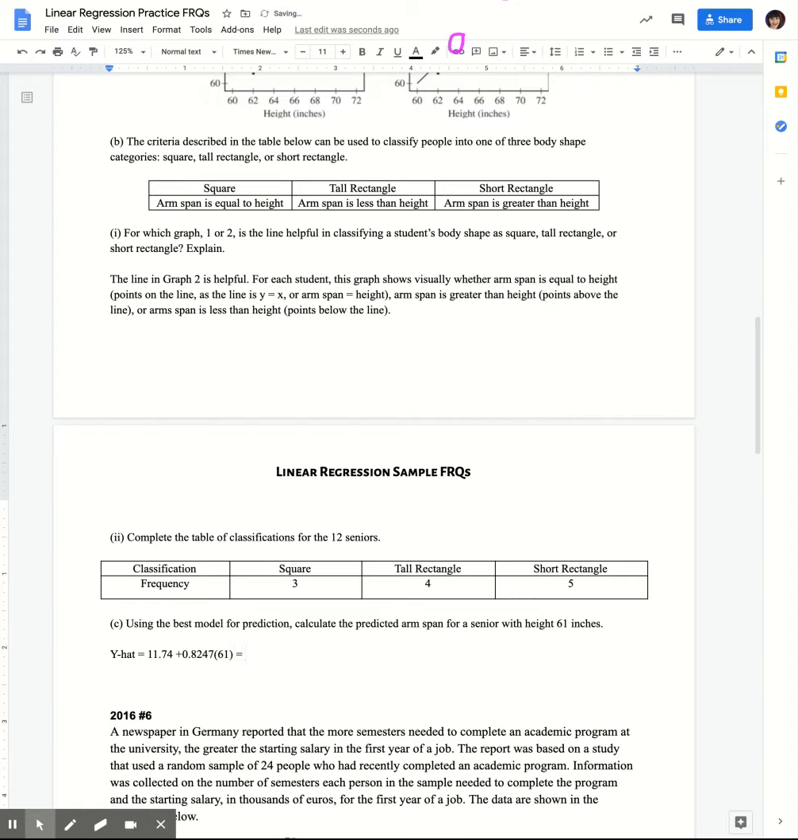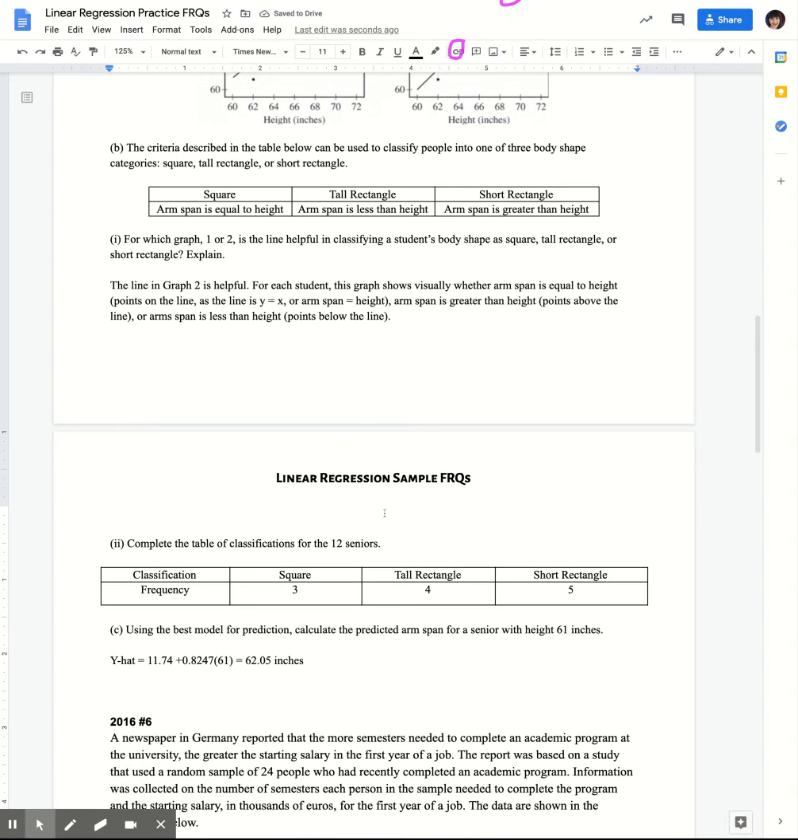Okay, and then plug all of that in, simplify, and I got 62.05 inches. All right, y'all, so that is it for this question. The next one is the investigative task. So give me a second again to clear my screen off, rearrange some things, and then I'll be back to look at this next FRQ.